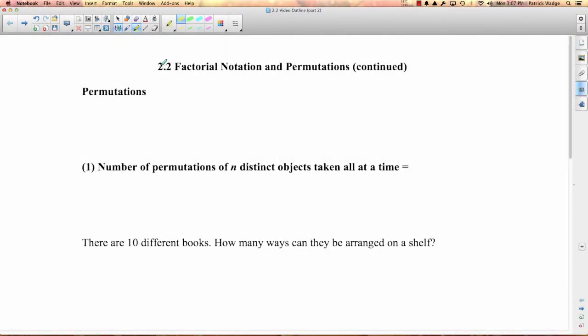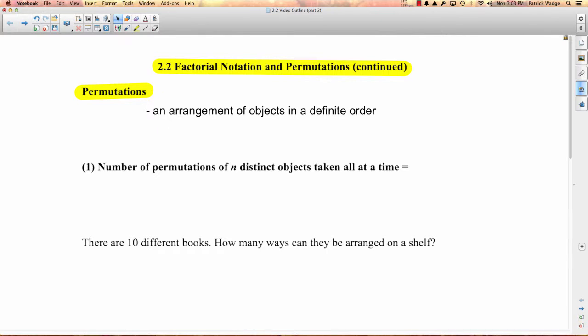Finish off 2.2 on factorial notation and permutations, and specifically today what we're doing is the permutations part of that. So there's two big types of counting problems. One's called permutations and one's called combinations. The difference between them has to do with whether order matters. A permutation is an arrangement of objects in a definite order. So the order you put them in really matters.